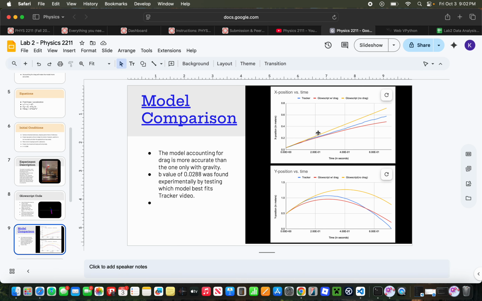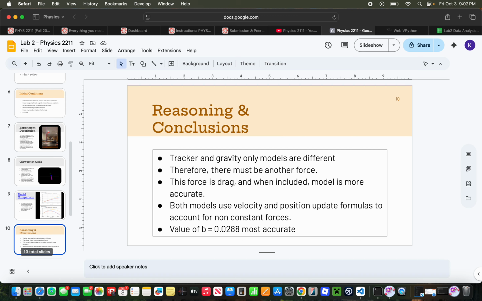So our yellow line is no drag, and that's computed. So that's what happened in ideal kinematics. And then our blue line is our Tracker video, so that is real life. And then we tried to match up the red as best as possible. And there are some discrepancies, but it's definitely more accurate than the yellow. And these discrepancies come from there being different initial velocities within the equation. It's not the most accurate, especially because of the object that we used.